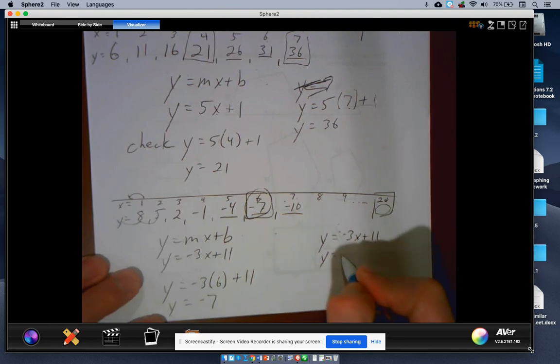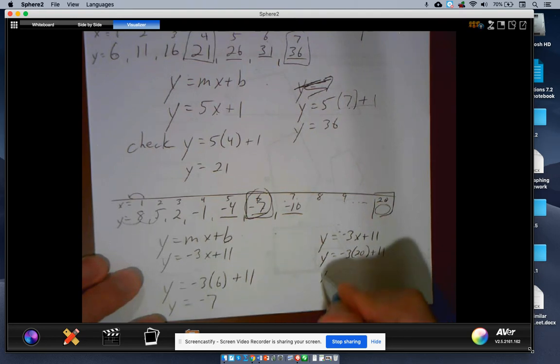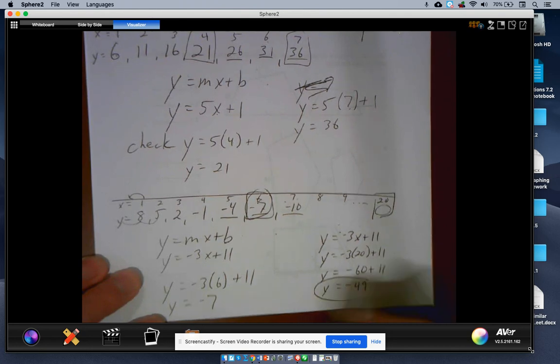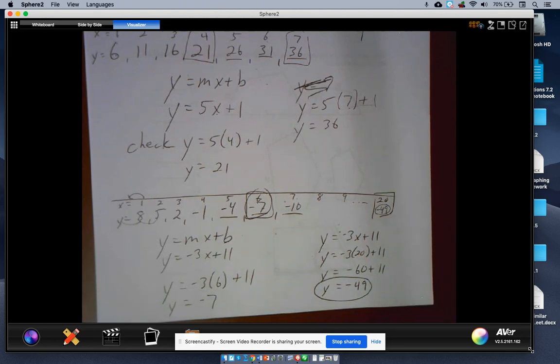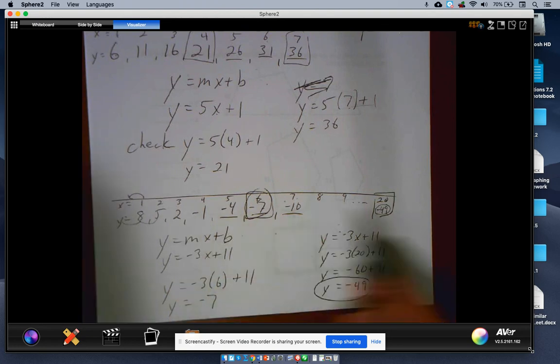Y equals -3 times 20 plus 11. Y equals -60 plus 11. Y equals -49. So what is this term here? -49. So to find a specific term that you can't see or that goes forever big, I could find the 100th term just by putting 100 in here.